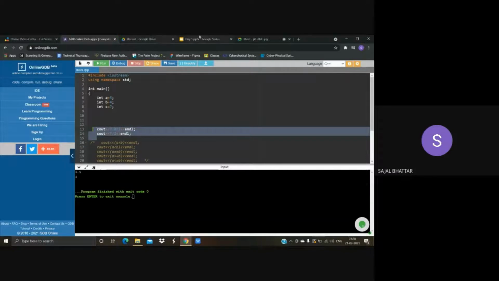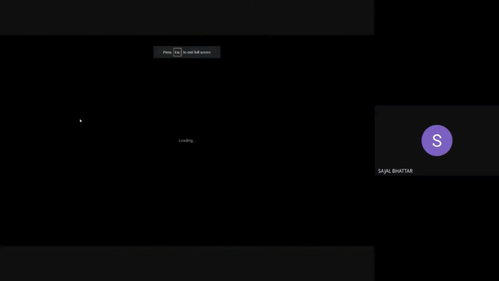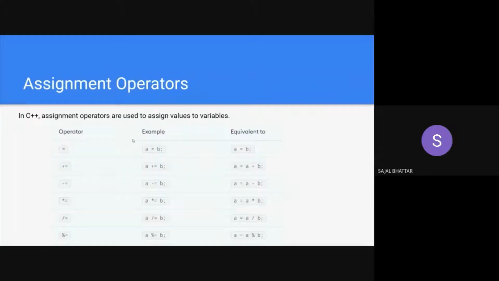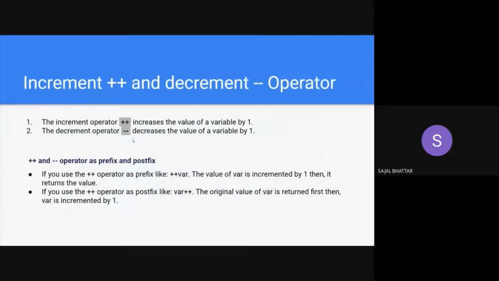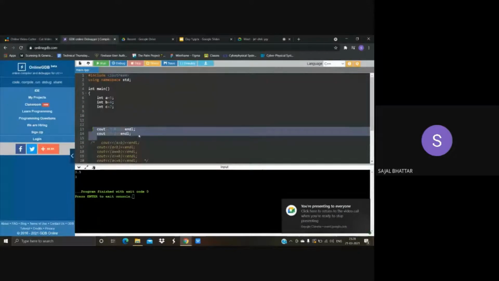Okay, so let's see what is the next operator which we have. It's the increment and decrement operator. It basically increases the value of a variable by 1. So we have plus plus, which is the increment operator, and it increases the value of a variable by 1. And then we have the decrement operator, denoted by two minus signs, and it decreases the value of a variable by 1. And there are certain things to note about both of these operators, which we will just see in the code.